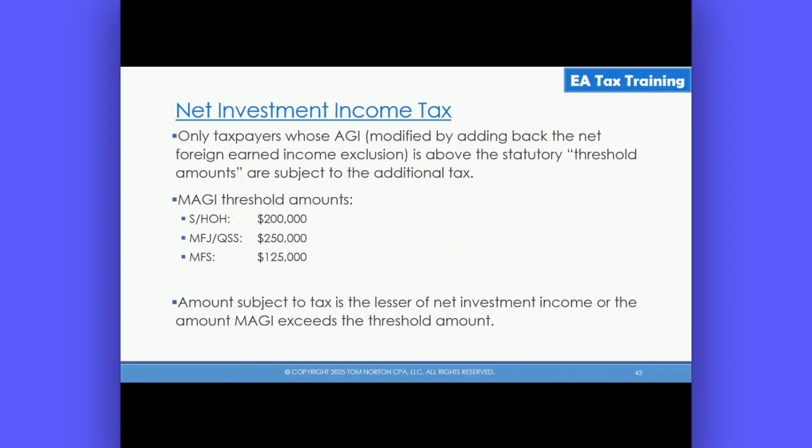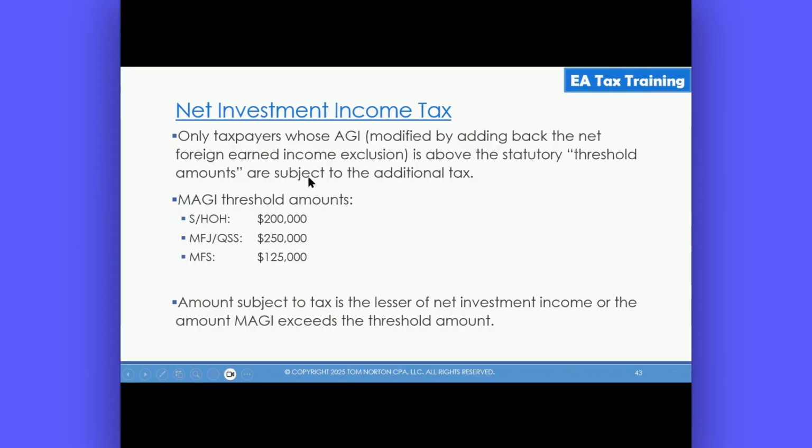But again, this only applies to quote unquote high income taxpayers. And these are going to look familiar. The amounts are the same that we saw before when we were talking about the additional Medicare tax. Do note, however, that the chart is a little bit different. The amounts are the same, but the filing statuses are different.